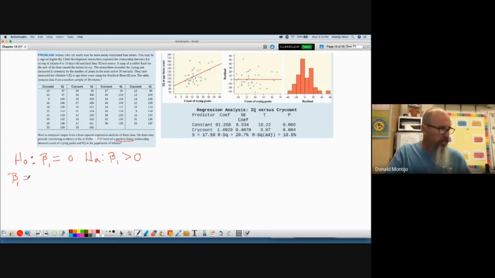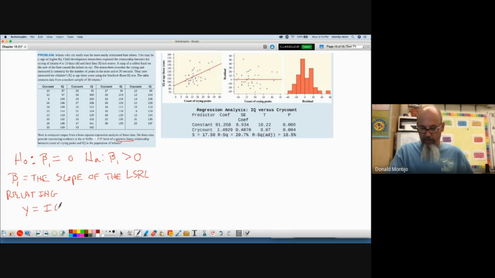What is B1? In this case, B1 is the slope of the regression line. It's the slope of the LSRL, the least square regression line, relating Y, which is IQ, to X, which is count of crying peaks. Okay. Step one, what are we going to do? That's what we're going to do.